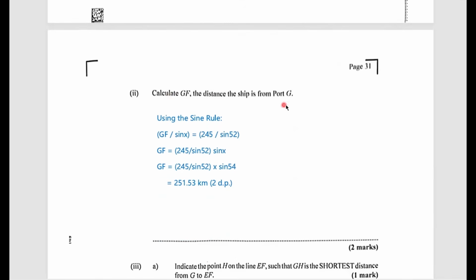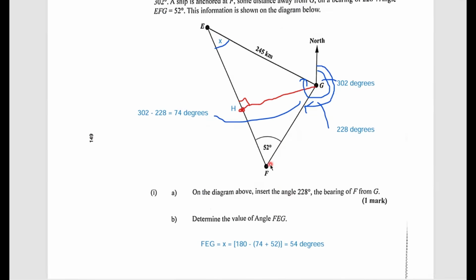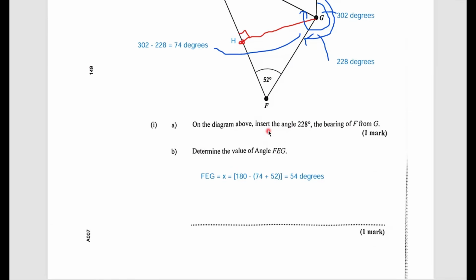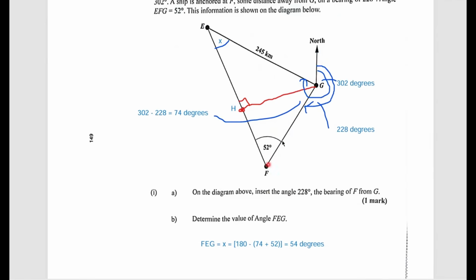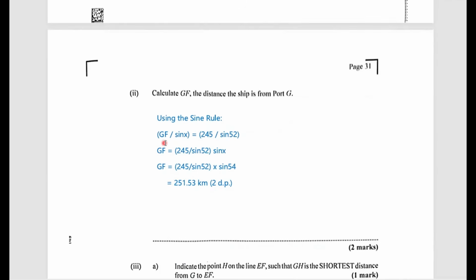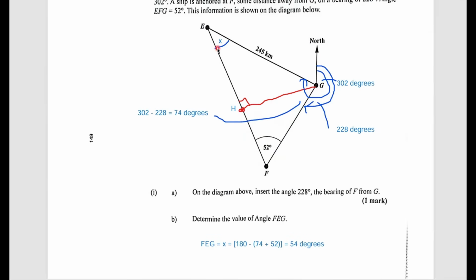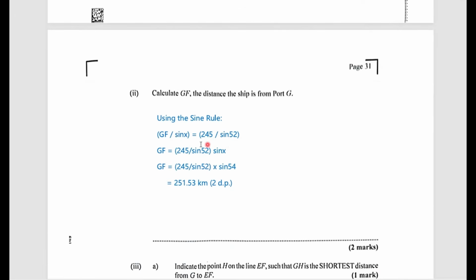Next, calculate GF, the distance the ship is from port G. So you want GF, that's this distance. Remember, we know what X is now. X is what? 54 degrees. All right. Cool. So we could use what? Sine rule? I could say GF over sine X is equal to 245 over sine 52. Yeah. So GF over sine 54 is equal to 245 over sine 52. Carry the sine X across. Opposite divides, multiply. So it'll be 245 over sine 52 by sine 54. Calculator gave 251.53 kilometers. Okay.